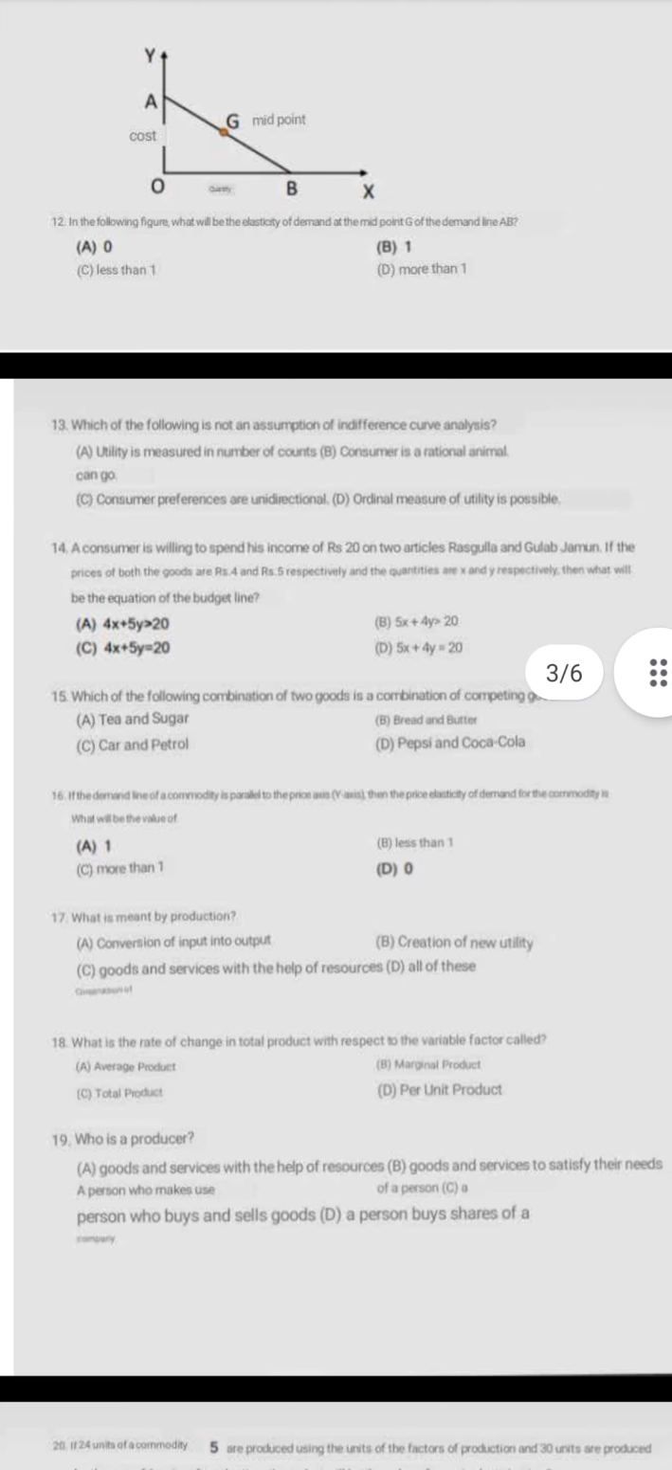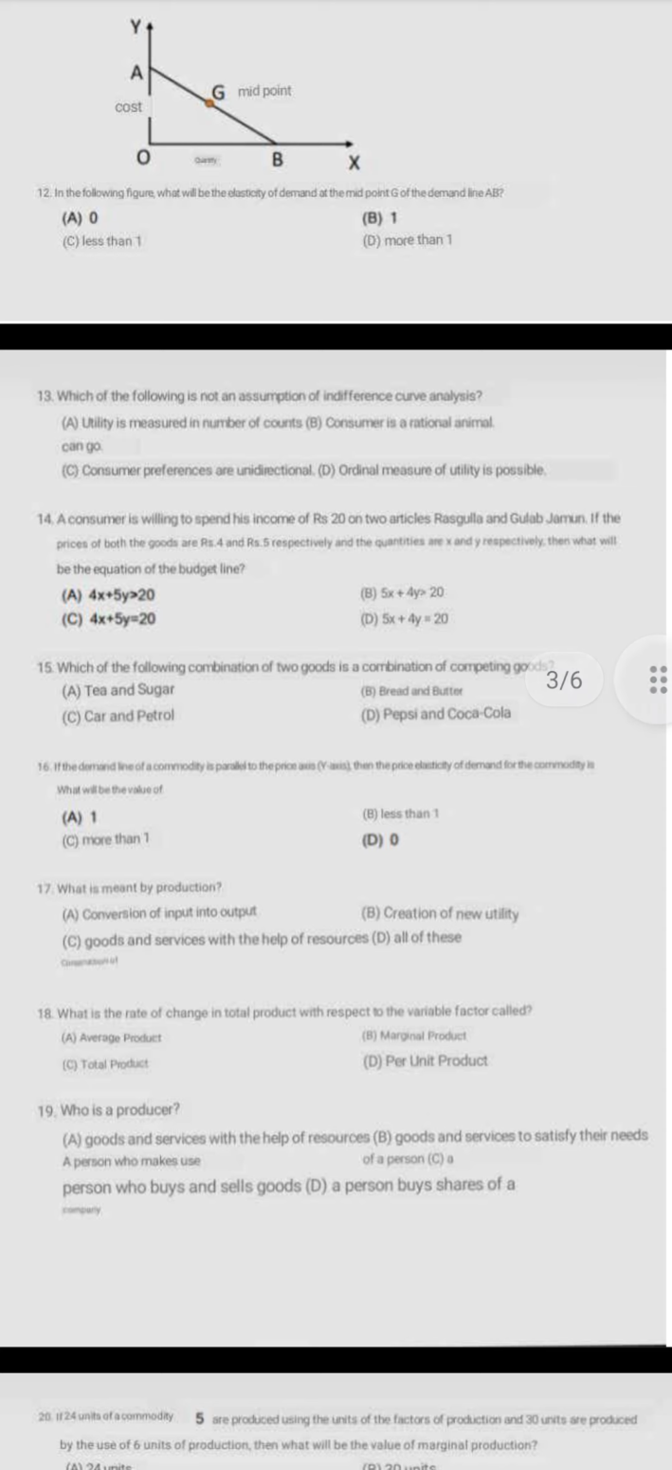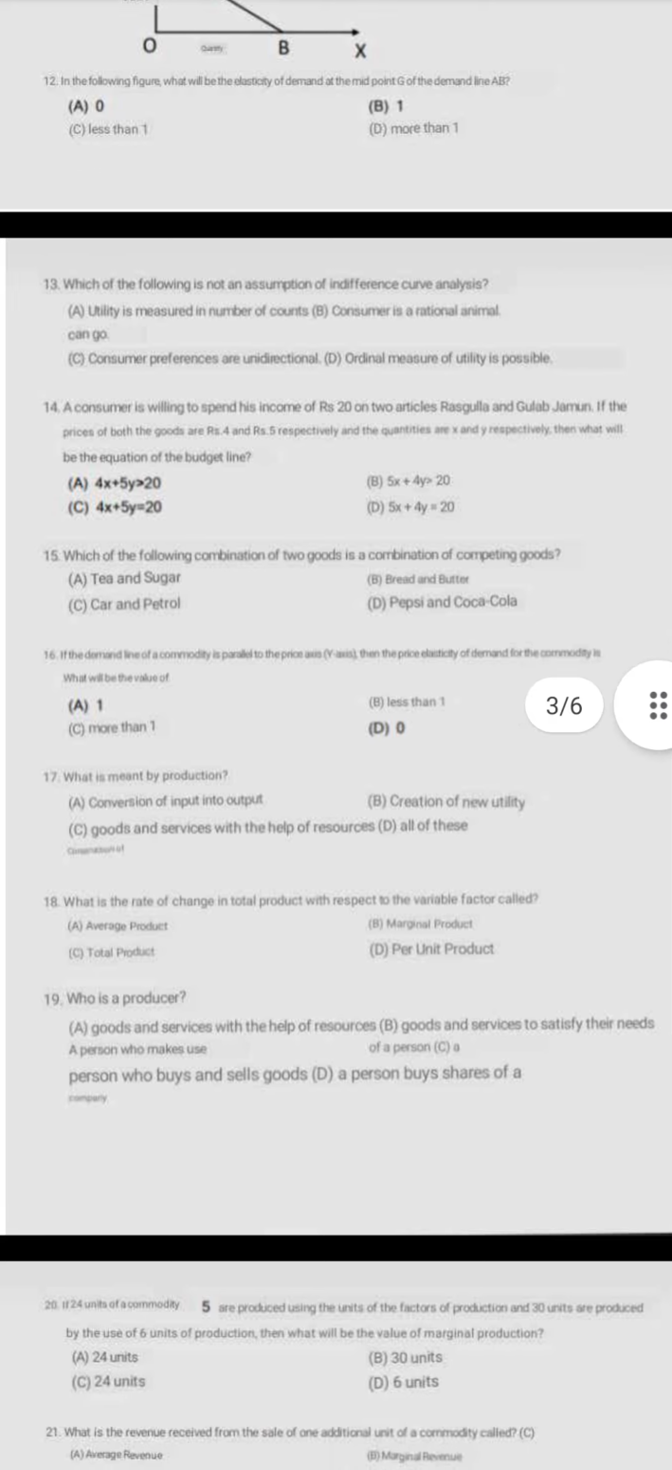14 number. A consumer is willing to spend an income of ₹20 on 2 articles, rasgulla and gulab jamun. If the prices of both goods are ₹4 and ₹5 respectively, and the quantities are X and Y respectively, then what will be the equation of the budget line? The equation of the budget line is 4X plus 5Y is equal to 20, because the total income of the consumer is 20 that he wants to spend on these two sweets. Option number C, 4X plus 5Y is equal to 20.